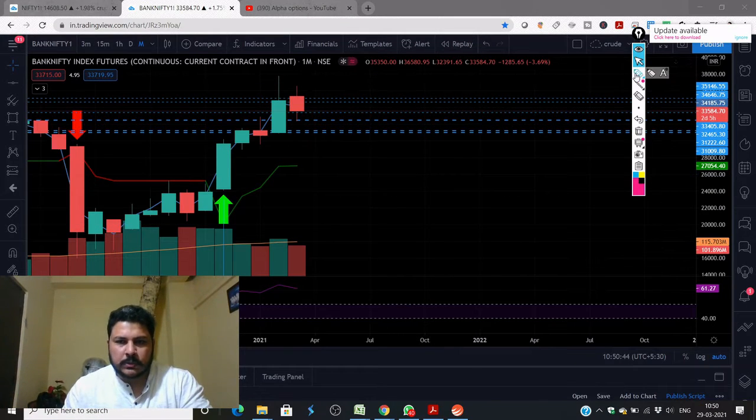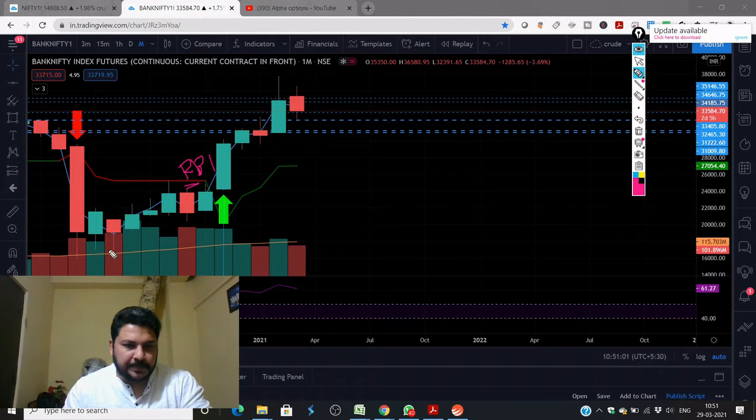Okay, so we have got our tool now. So let me show you the pattern on a monthly time frame. See, this is called as RBI. What is RBI? It's not Reserve Bank of India. It is a red bar ignored.